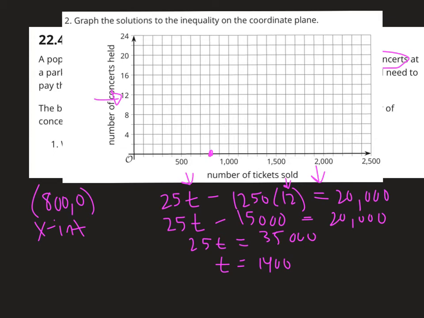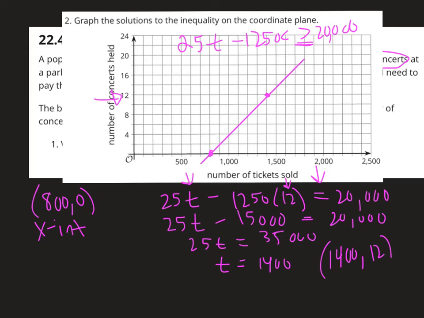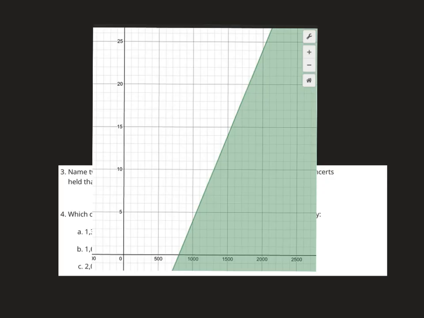So we're going to follow that on the grid. And by follow that, I mean we'll follow our 12 over and down to 1,400, or 1,400 over to 12, right? And then we're going to think about our original inequality, which was 25t minus 1250c greater than or equal to 20,000. So that means I'm going to draw a solid line. So a nice, straight, solid line. Here we go. Bam.